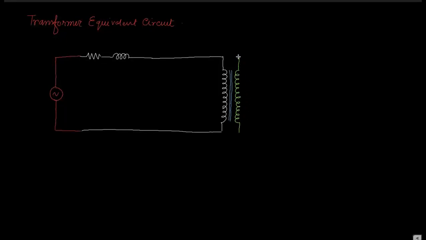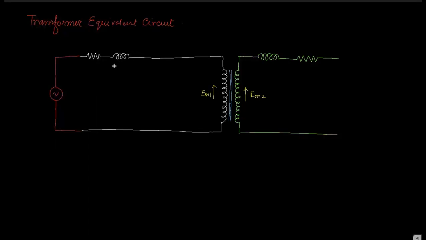Here you can draw the leakage reactance in the secondary side. This is the resistance of the secondary side winding. Okay, so you can make it open circuit. So what is this part? This is the induced EMF, that is EM1. This is the induced EMF in the secondary side, EM2.